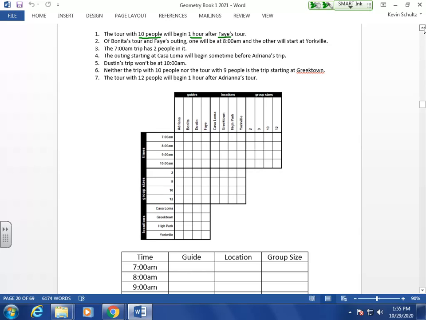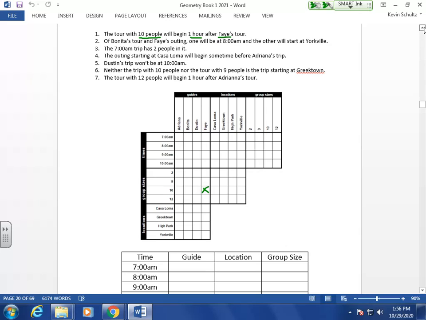Sebastian? Faye's tour won't have 10 people. So we can find Faye here, we can find 10 people, and we can X that out. Right? And he knows that because the tour with 10 people begins 1 hour after Faye's tour. Those are 2 separate tours. Therefore, Faye's tour cannot possibly have 10 people in it. Okay? What else can you either conclude or eliminate?